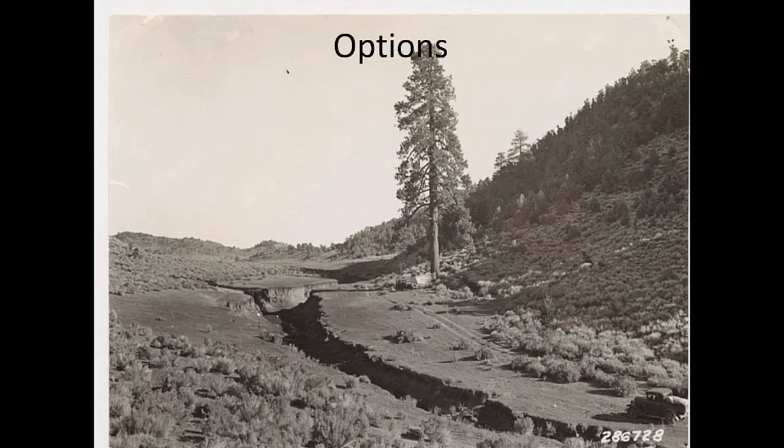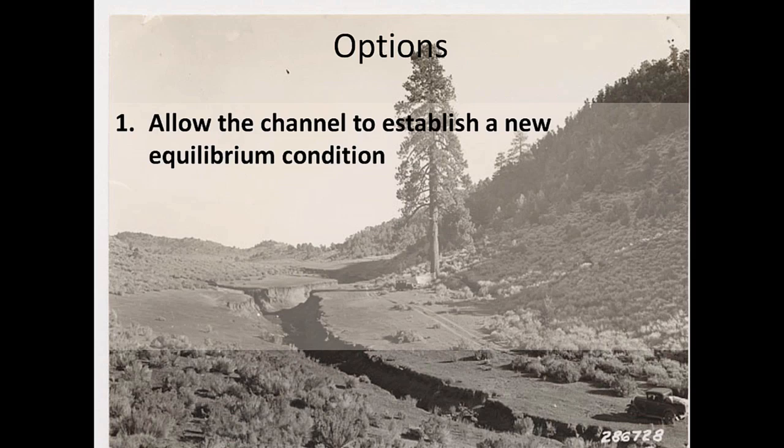What are our options? The first option is to allow the channel to create a new equilibrium. I think earlier we heard about the declining baseline idea. So set a new baseline and allow the new channel to create its own equilibrium. Then that upper floodplain that was once connected is now disconnected. We don't tend to like that option.